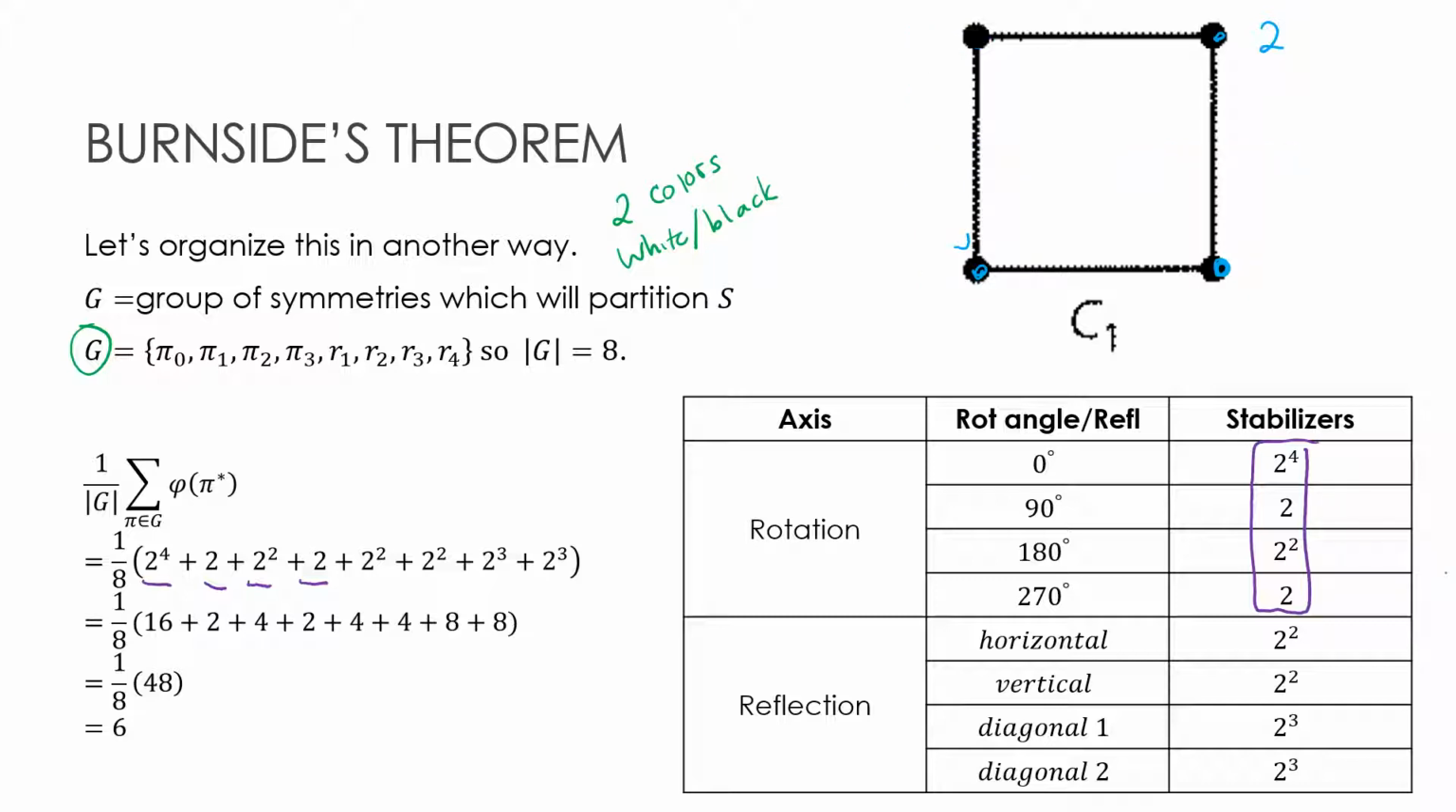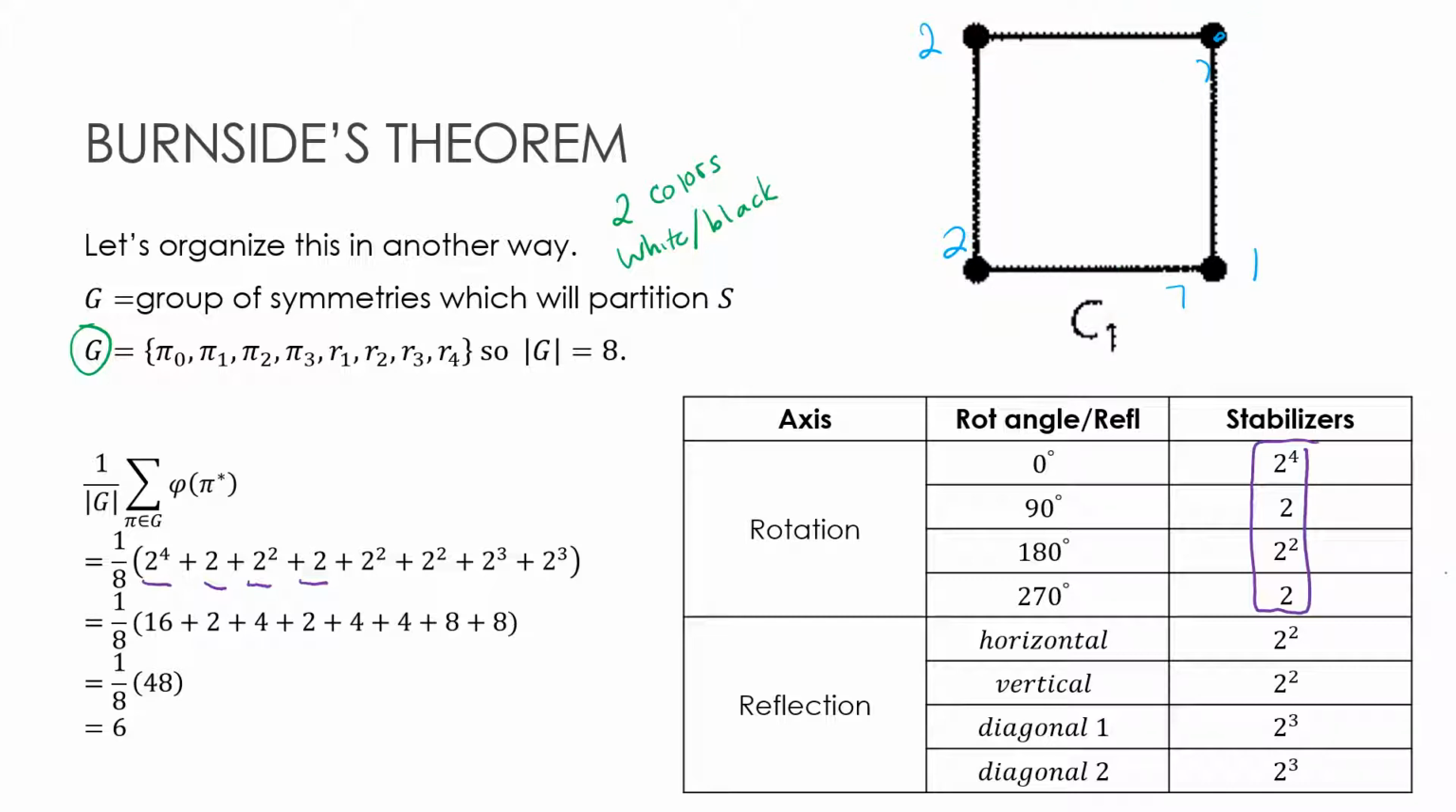Same thing for vertical. This guy can be whatever I want, but this guy has to be whatever this was so that they match up. This guy can be whatever I want, but this guy has to be the same. So that's 2 squared again.